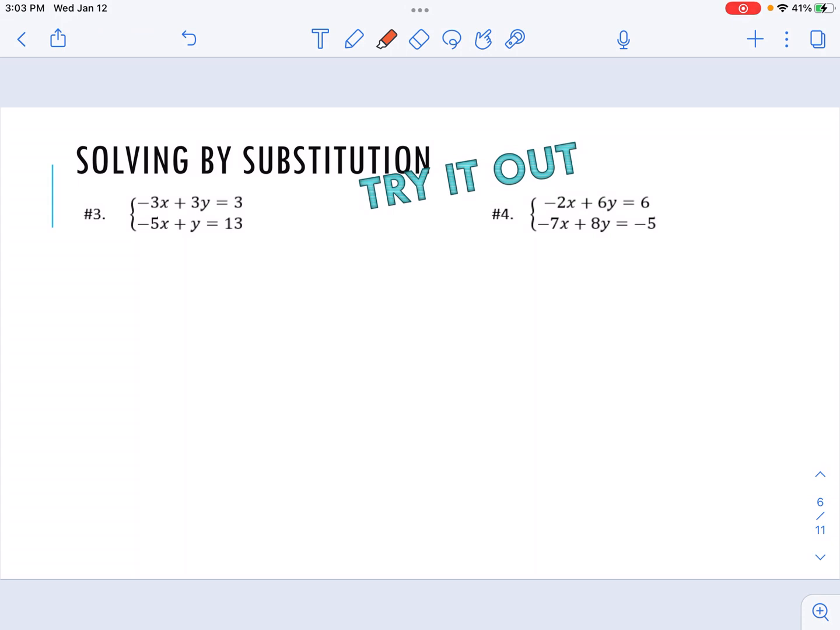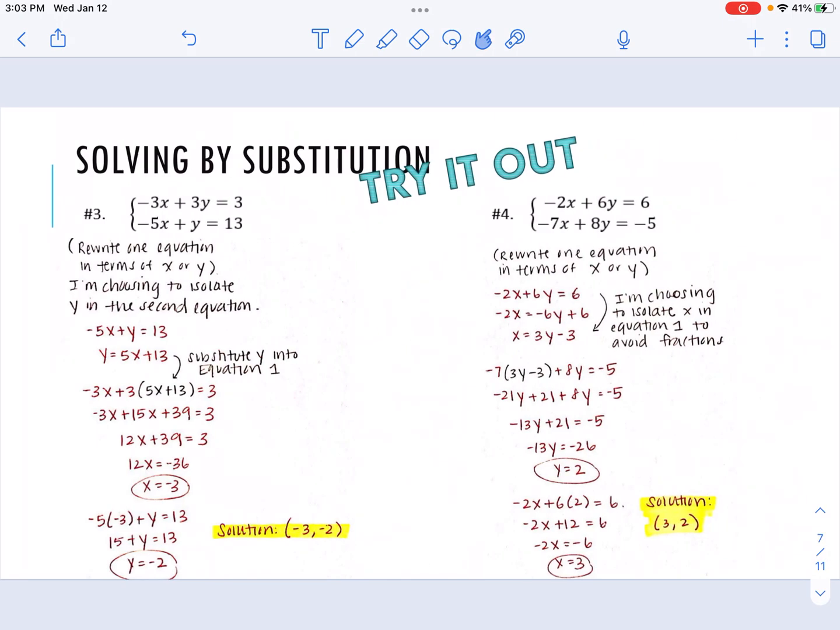All right, at this point, hopefully you've solved both of these problems out like TV magic. Let's look at number 3 and number 4. If you need to, you can pause the video to dissect your work compared to mine, and my final answers are shown there. For number 3, you should have gotten a solution of negative 3, negative 2. In number 4, you should have gotten a solution of 3, 2. How'd you do? Awesome. Let's keep moving.